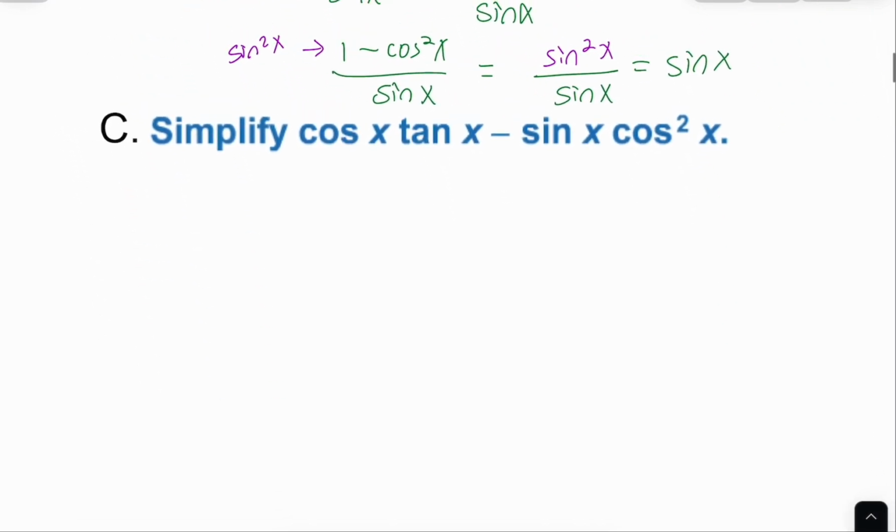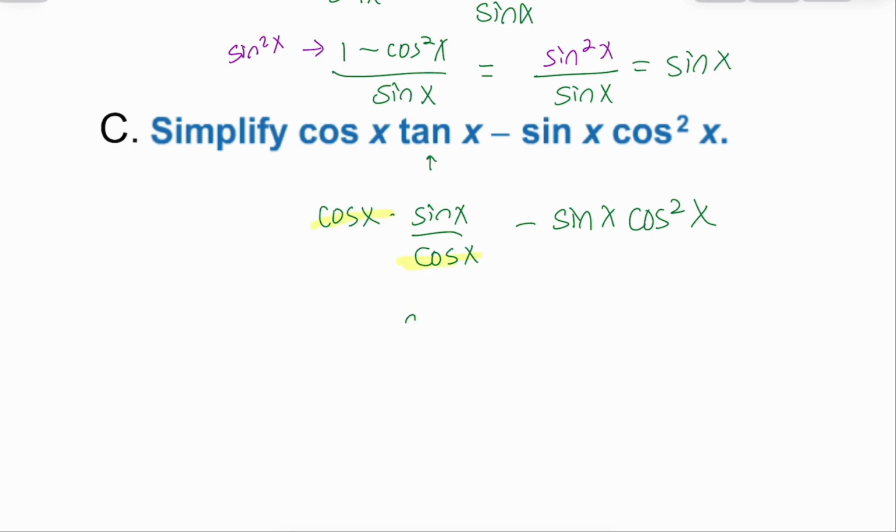Let's do one more. So I have lots of trig functions. I don't want to have lots of trig functions. So I'm going to replace anything that I do not see a sine or a cosine. The only one that's messed up is this one, but tangent is sine over cosine. So take out anything that isn't a sine or a cosine and replace it. Now what happens? Well, this and this can cancel out.